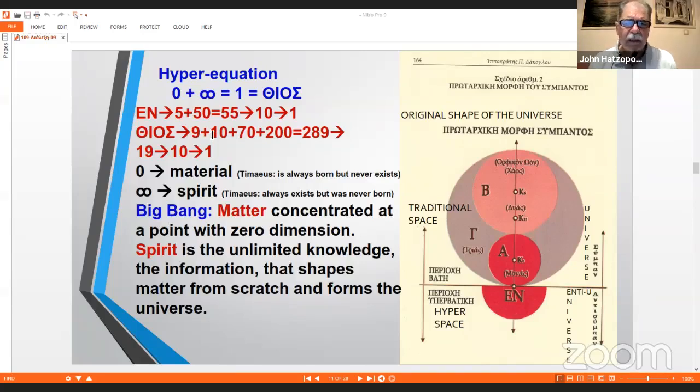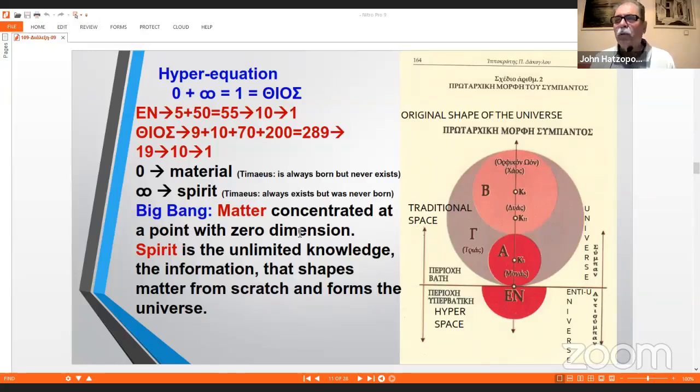My interpretation of this equation is that 0 is the material, because according to Timaeus, a student of Pythagoras, it is always born but never exists. That's the material, the matter. And infinite is the spirit, which, again according to Timaeus, always exists but was never born. The theory of the Big Bang is similar: the matter was concentrated at a point with 0 dimension, and that's the matter.